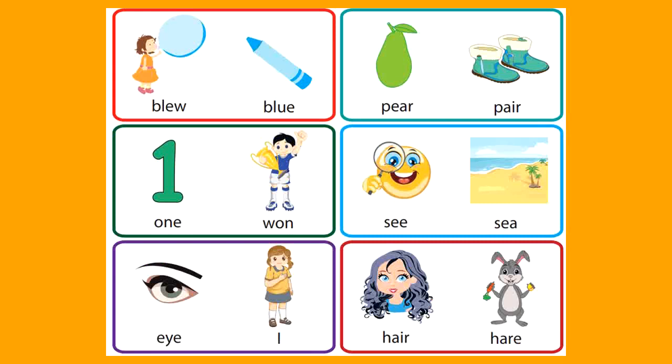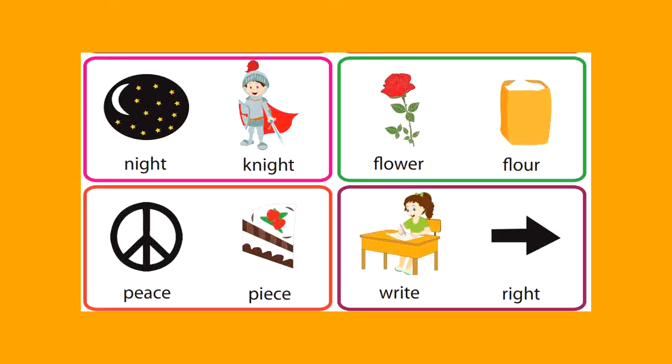Blue and blue, as you can see in the picture, have two different meanings and different spellings as well, but the sound they make is the same. And the same can be said for pear, one, see, eye, hair. So have you been practicing your homophones? Did you like the songs that I shared? Oh, I'm so glad to hear that. Here are a few more. Night, flower, peace, and right.